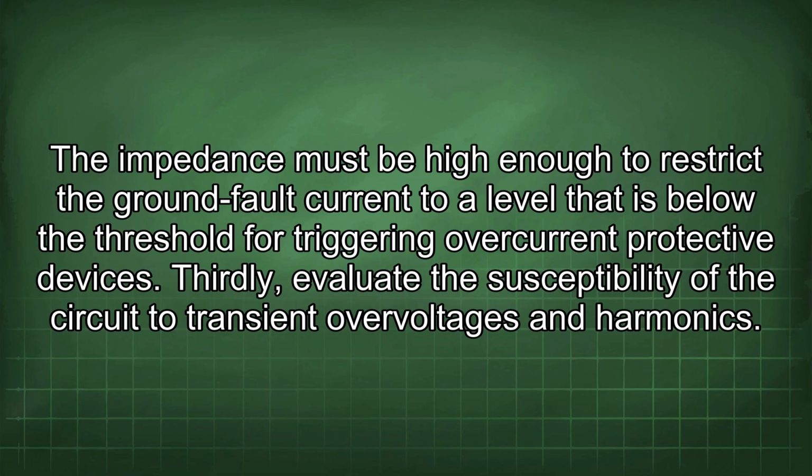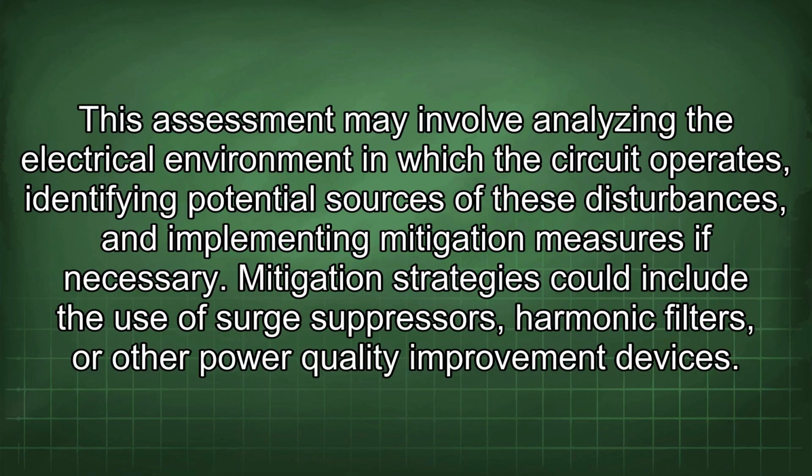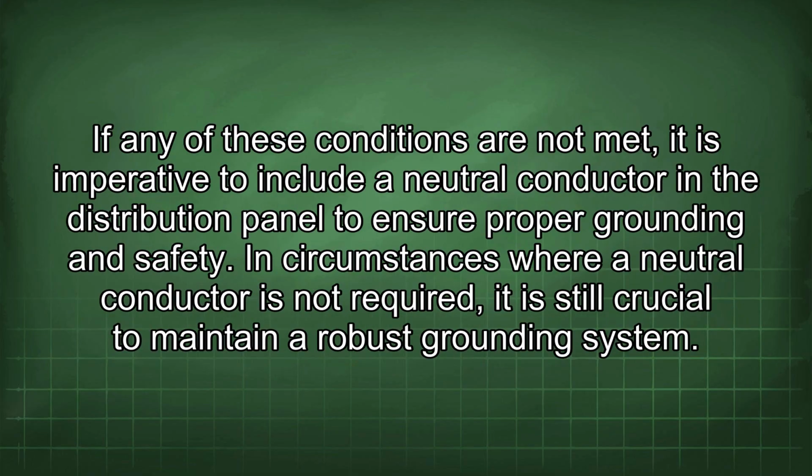Thirdly, evaluate the susceptibility of the circuit to transient overvoltages and harmonics. This assessment may involve analyzing the electrical environment in which the circuit operates, identifying potential sources of these disturbances, and implementing mitigation measures if necessary. Mitigation strategies could include the use of surge suppressors, harmonic filters, or other power quality improvement devices. If any of these conditions are not met, it is imperative to include a neutral conductor in the distribution panel to ensure proper grounding and safety.